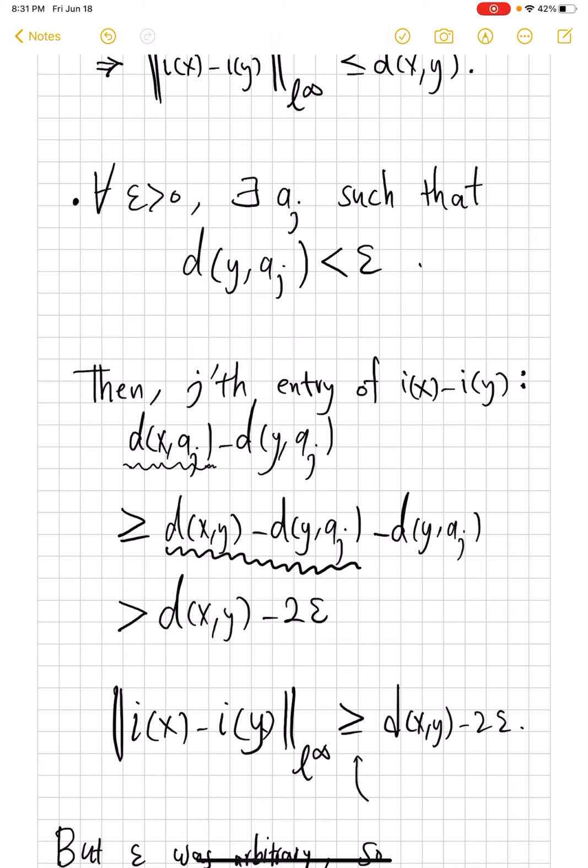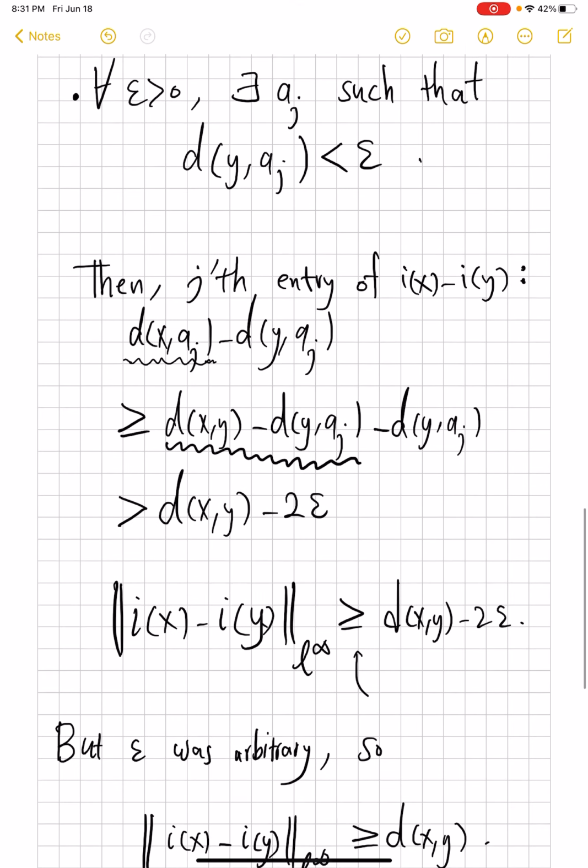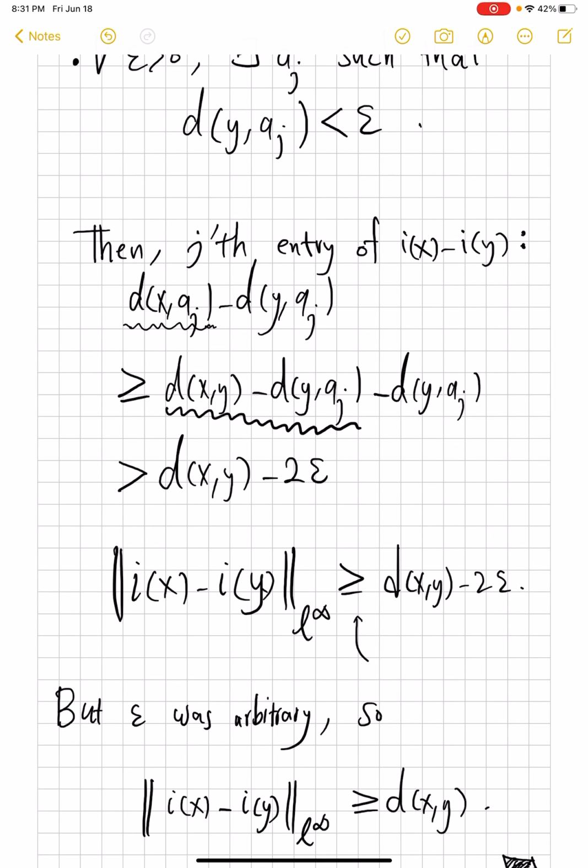And then you copy the next item, which is d(y,aj). But these are the same, so two of those, and it's less than epsilon, so this is bigger than d(x,y) minus 2 epsilon. So the most you can subtract is 2 epsilon. Therefore, already in entry j, i(x) minus i(y) is larger than d(x,y) minus 2 epsilon. So the L infinity norm is bigger than that much.